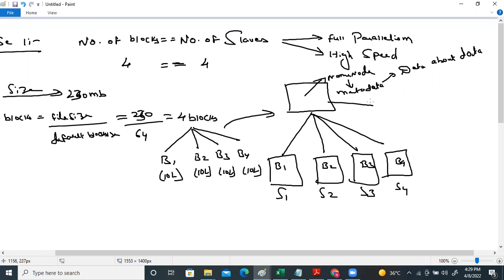So here, the name node knows f1.txt is divided into how many blocks? B1, B2, B3, B4. B1 in S1, B2 in S2, B3 in S3, B4 in S4, right? S1, S2, S3, S4. Slave 1 has the B1 block, slave 2 has B2, S3 has B3, S4 has B4.